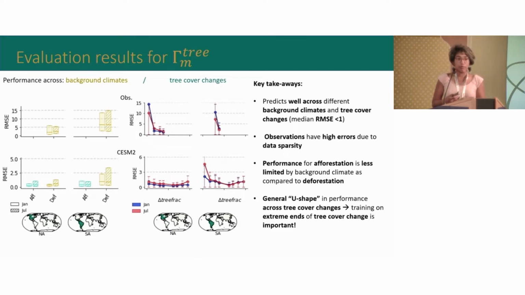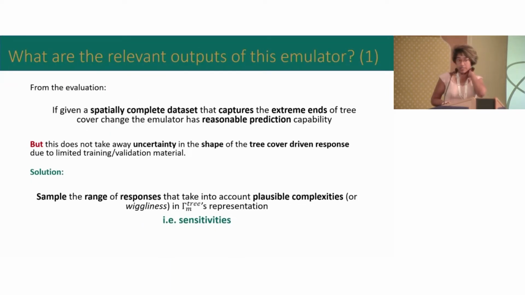When we look at the emulator performance across different tree fraction changes, you can see there's a general U-shape. And this, again, speaks for, okay, we need to have the extreme ends of the tree cover response, so the extreme ends of change, so that we can actually interpolate in between. Otherwise, the emulator isn't so sure what's going on. And also, towards these extreme ends, you can experience more nonlinear response, so it's quite important to capture that. From the evaluation, though, it was quite obvious that given a spatially complete data set that captures the extreme ends of the response, the emulator is able to reasonably predict, since it anyway just interpolates. This still doesn't take away the uncertainty that we have in the shape of the tree cover response, however, due to the limited training or validation material.